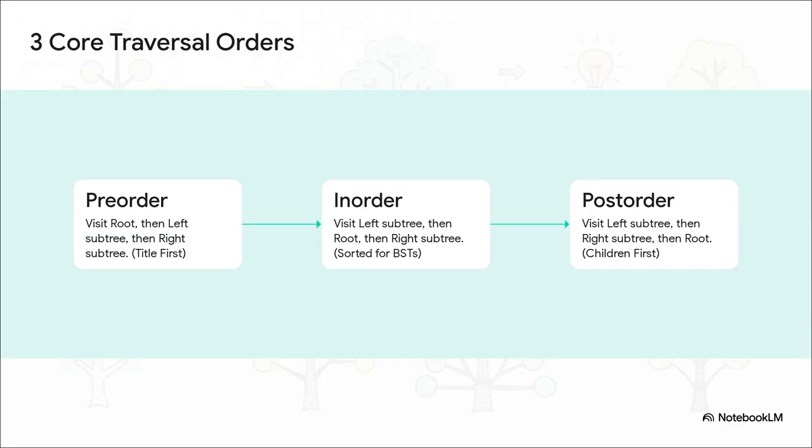So, how do we actually walk through this tree? Well, there are three main depth-first strategies. Think of it like reading a chapter in a book. Pre-order is like you read the chapter title first, then the left page, then the right page. In-order is left page, title, right page, which, by the way, for a binary search tree gives you a perfectly sorted list. Pretty cool. And then there's post-order: left page, right page, and then the title. This one is perfect for when you have to do something with the children before you deal with the parent.